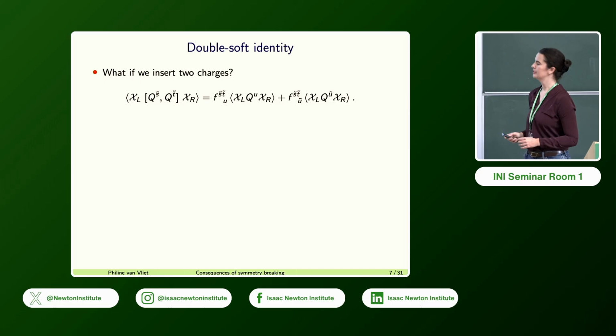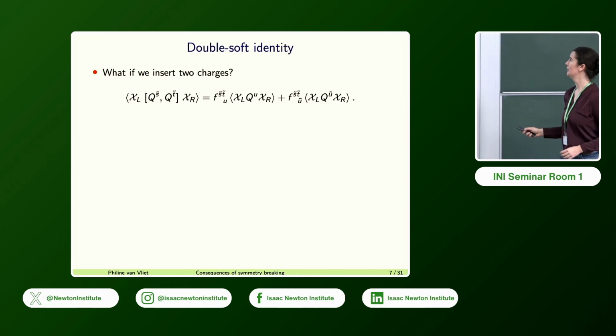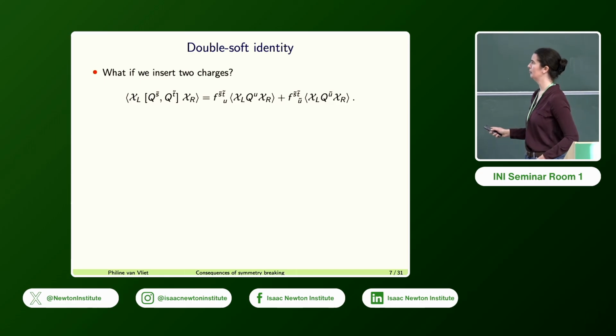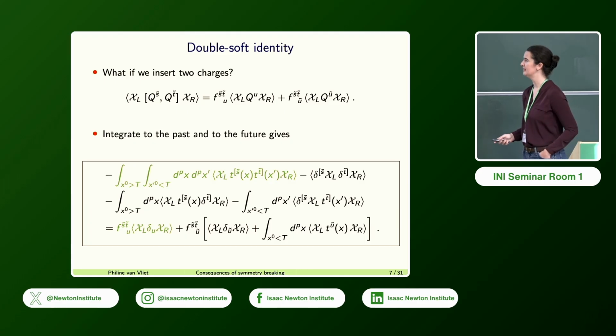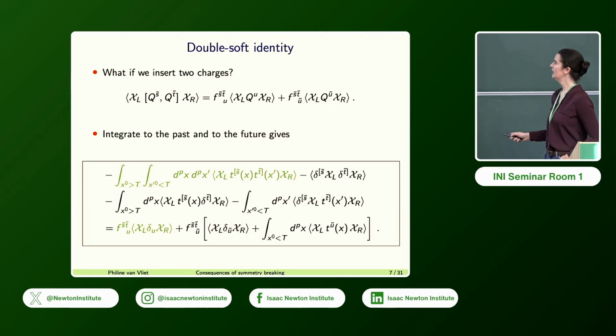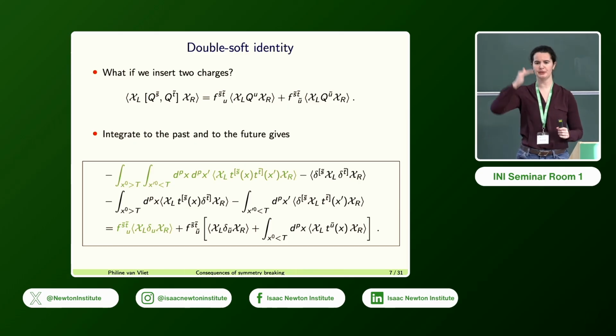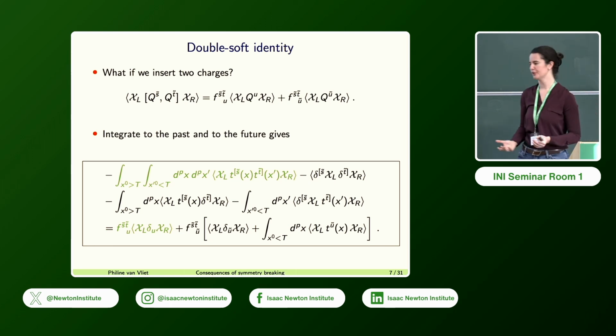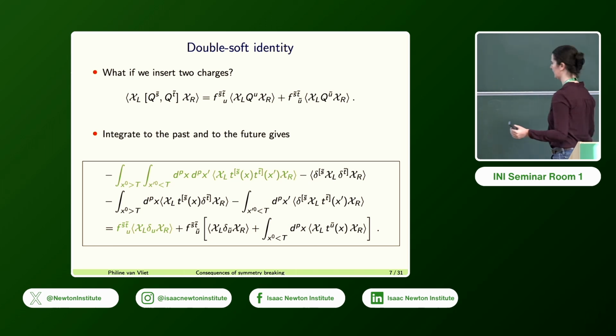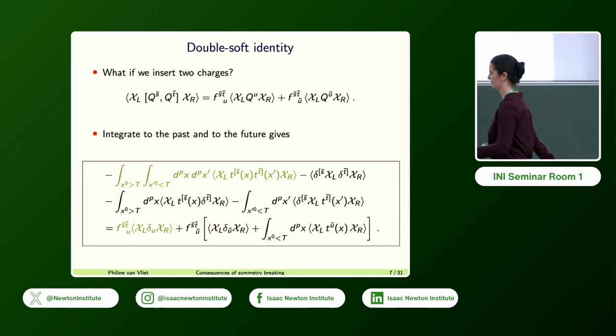So now we're back to two charges, and we can replace both of them by the integral over the tilt operator. And this gives us our second double soft identity, which is a lot more complicated than the first one that we saw. In particular, where before we could either integrate over the upper half or the lower half, we're now forced to do both. So let me look for some chalk.